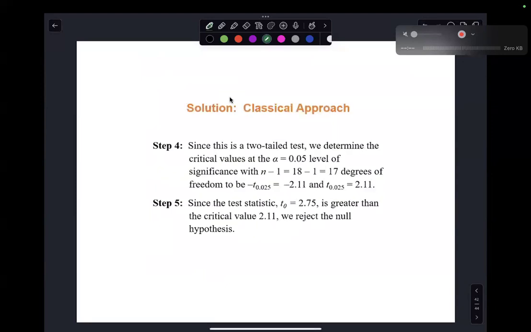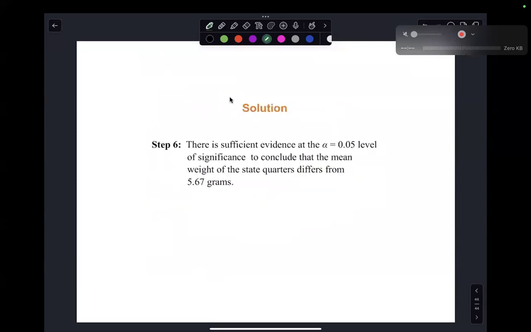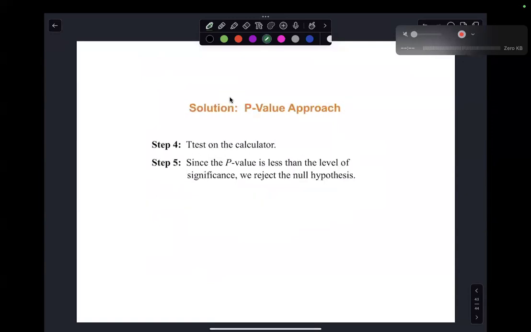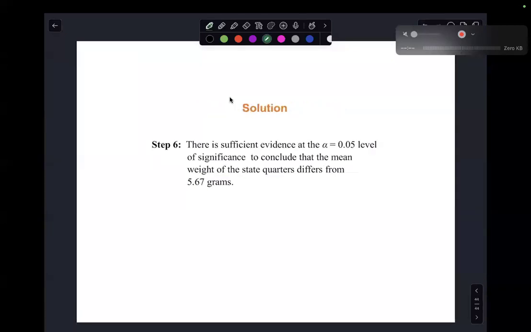That's all this is, the math that we already did. And right there, the p-value is less than the level of significance. We reject the null hypothesis. And t-test on your calculator, the p-value approach is probably the easier one. Test statistic, you've got to kind of like it a little bit. All right. Sufficient evidence at alpha equals 0.05 of significance to conclude the mean of the state corners differs. So there we go.